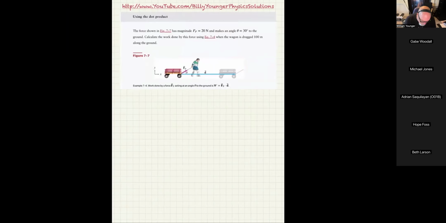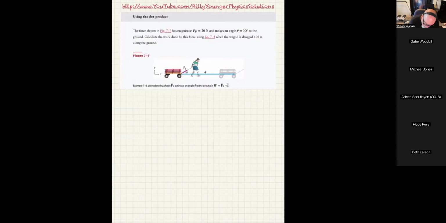So it says using the dot product, the force shown in figure 7.7 has a magnitude FP equals 20 newtons and makes an angle of 30 degrees to the ground. Calculate the work done by this force using equation 7.4 when the wagon is dragged. So they're actually asking us to use work equals FP dot D, which I think you guys can see is right there. Okay. So what we can do is realize that FP is a vector.